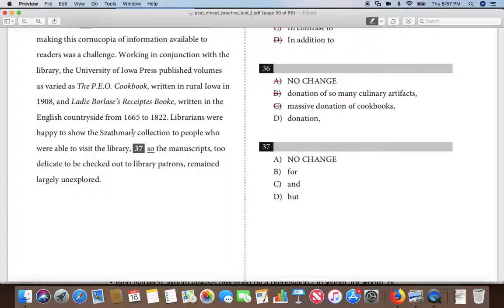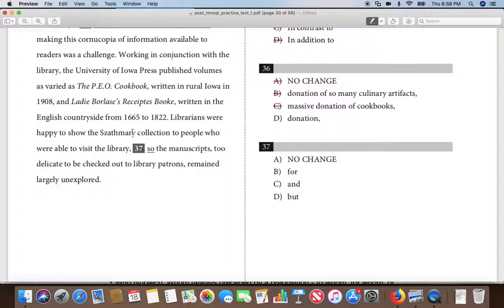This is, maybe not obvious, but this is a transition word question. But the two ideas once again on this practice test are in the same sentence. So let's read the first half of the sentence, and then the second half of the sentence without the transition word. Just completely take it out. Librarians were happy to show the Sav Mary's collection to people who were able to visit the library. The manuscripts, too delicate to be checked out to the library patrons, remained largely unexplored.